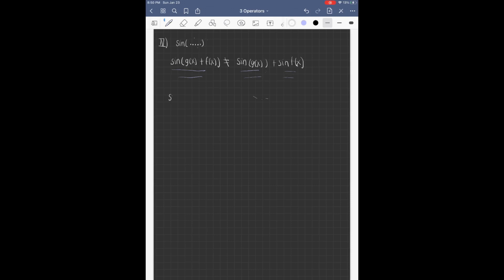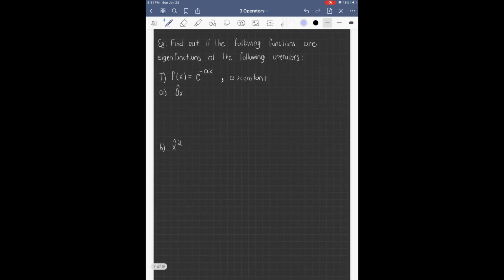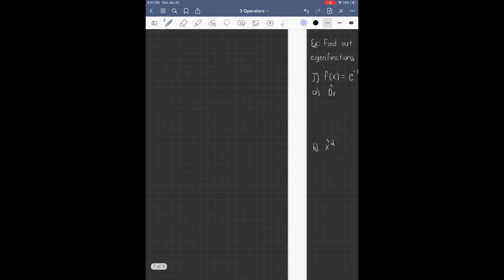That's like saying sine of 45 degrees plus 45 degrees is not equal to sine of 45 degrees plus sine of 45 degrees. I'm not saying these are the functions, it's just an example. These are not equal to each other. So whatever function you put in there, they're not going to be equal. This means it's not linear.